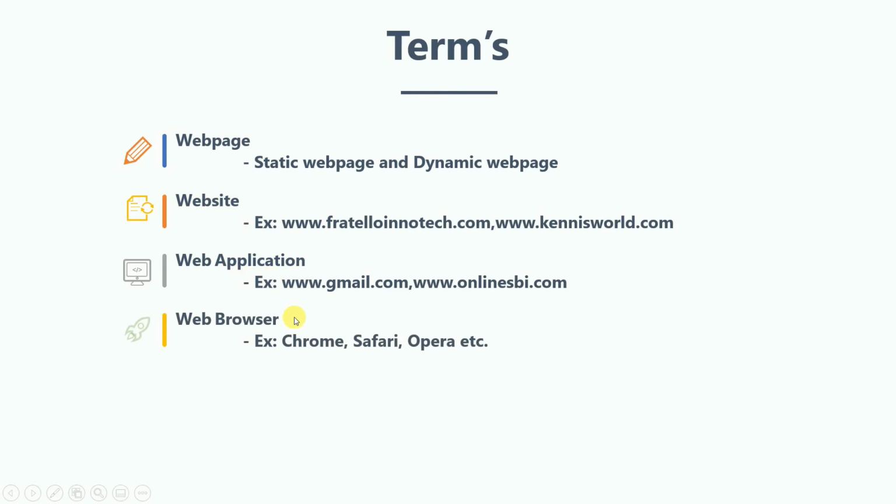And the last one, web browser. It is software which is used to process web pages. So to run the web pages, we need software, that is a web browser. Examples are Chrome, Safari, Opera, etc. All these are terms regarding designing.